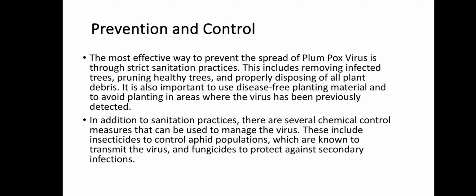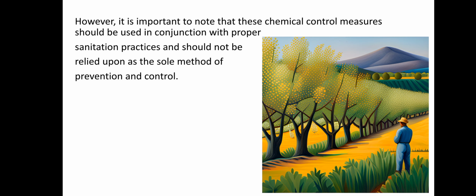In addition to sanitation practices, there are several chemical control measures that can be used to manage the virus. This includes insecticides to control aphid populations, which are known to transmit the virus, and fungicides to protect against secondary infection. However, it is important to note that these chemical control measures should be used in conjunction with proper sanitation practices and should not be relied upon as the sole method of prevention and control.